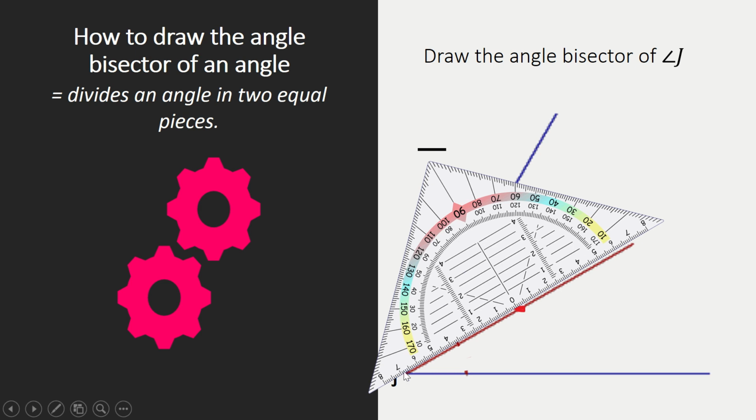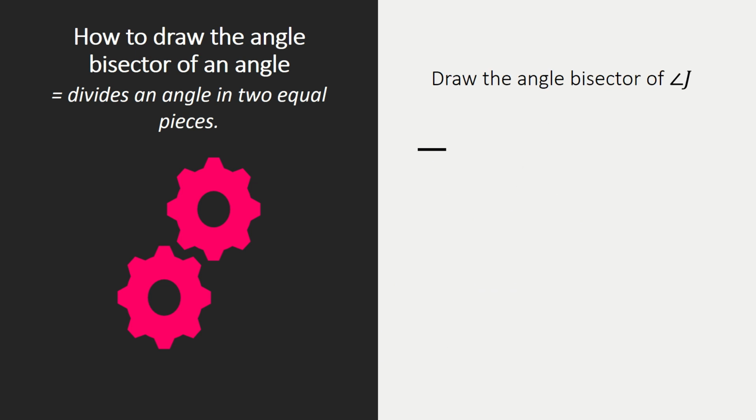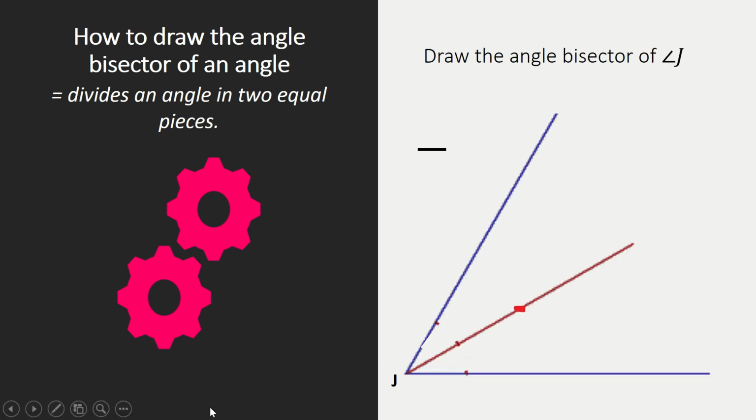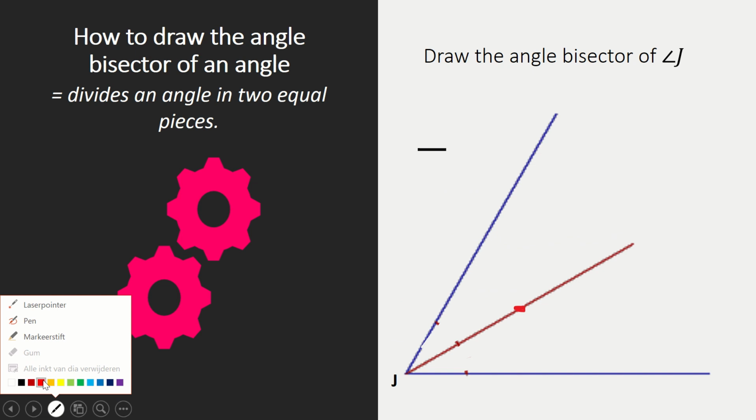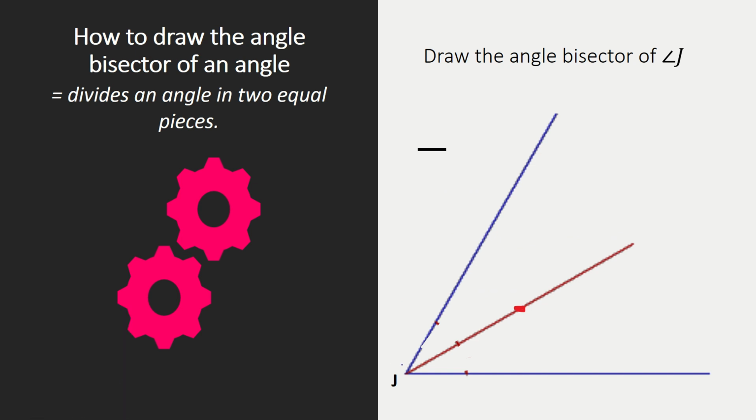And again, this line is infinite, so draw it just as long as possible. Or if you have a triangle, just draw it to the other edge, so the opposite edge. And the last step is to not forget the signs. Because you divided it into 2 equal pieces. So you need to put signs in there that they are equal. And again, you may choose any sign that you like. So I made crosses this time, but you may use little hearts or flowers or whatever you like.